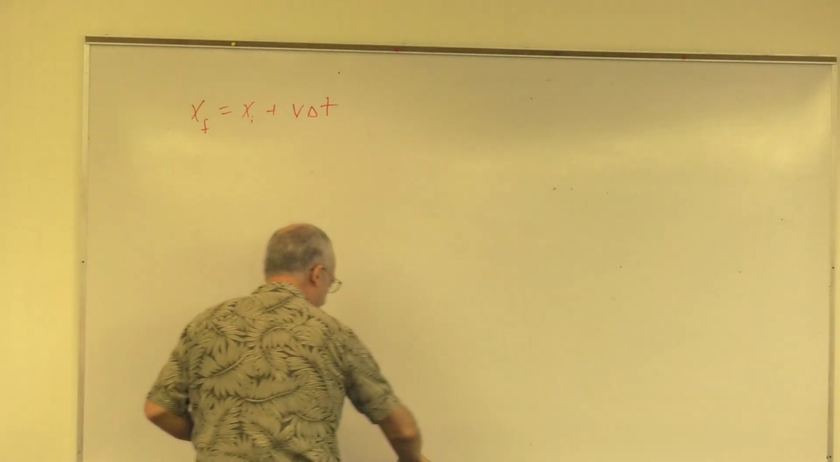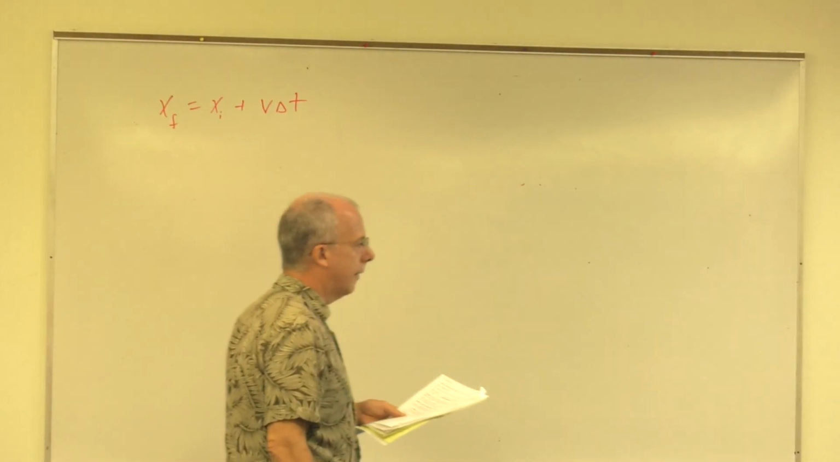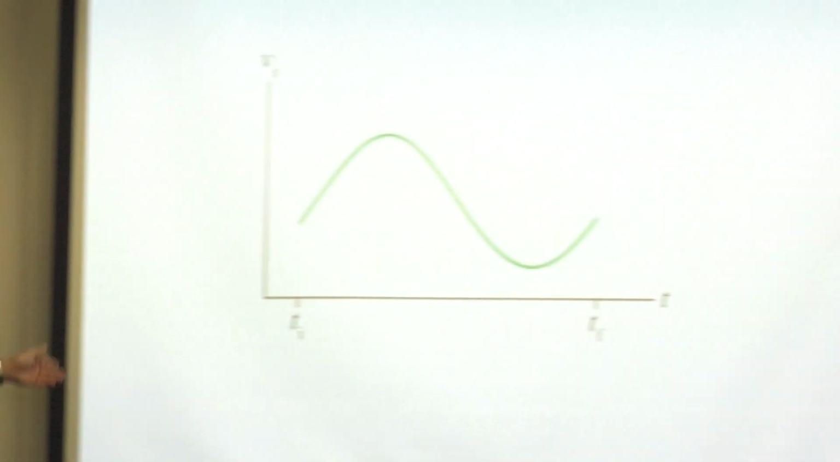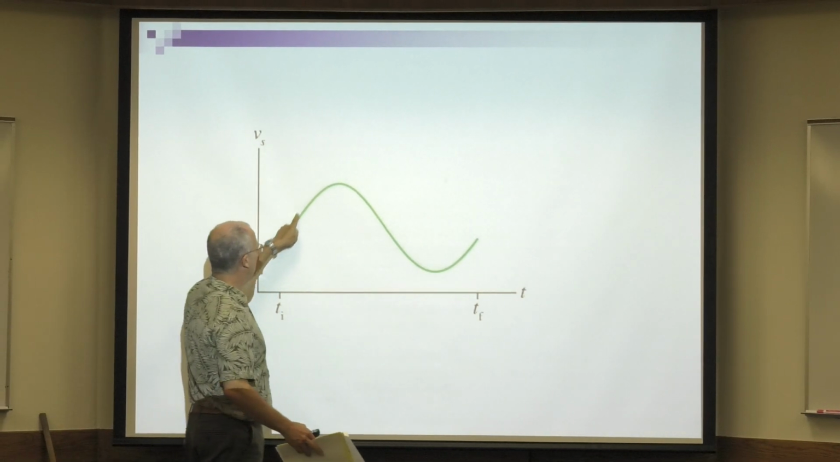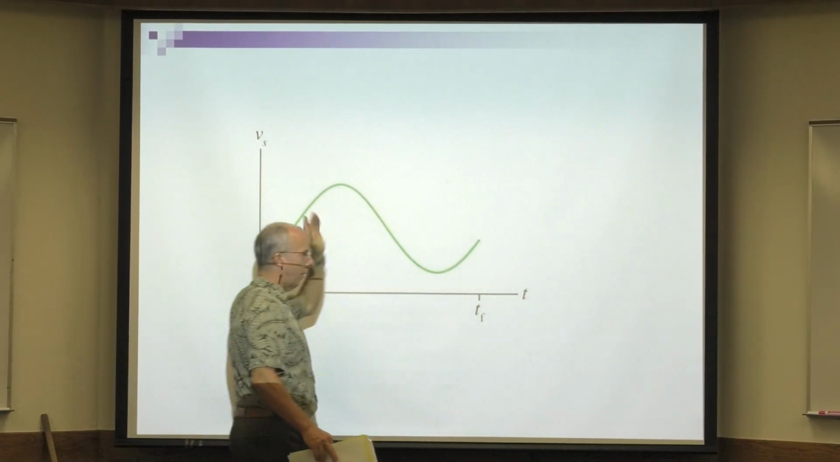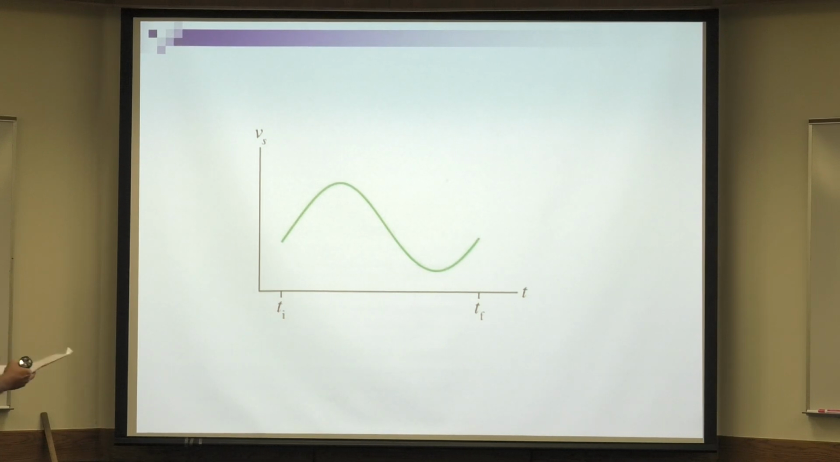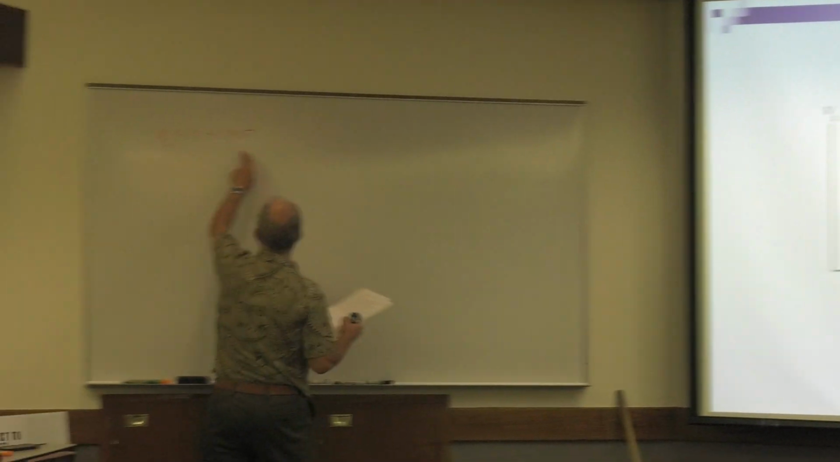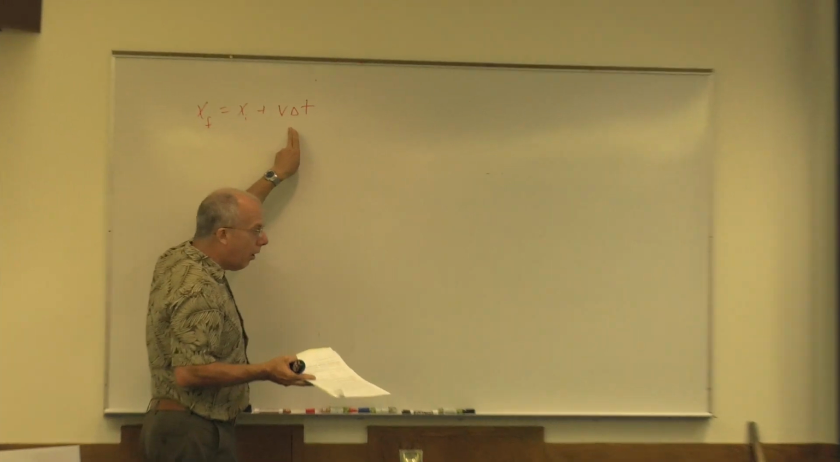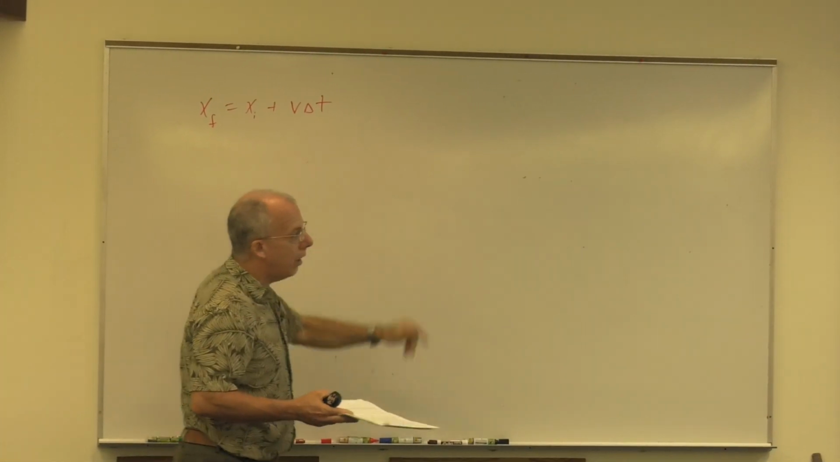Okay, so here's an example. Now that's changing velocity, right? It starts out here, and it goes through all sorts of crazy things. This thing is still the area under the curve. V delta t is the area under the curve.